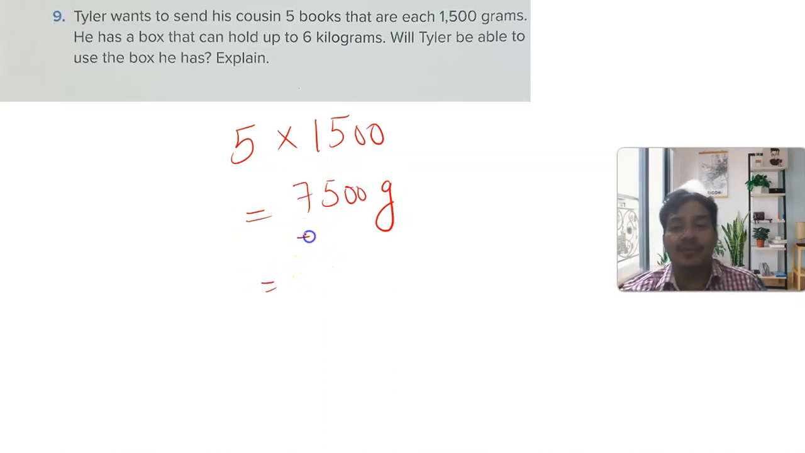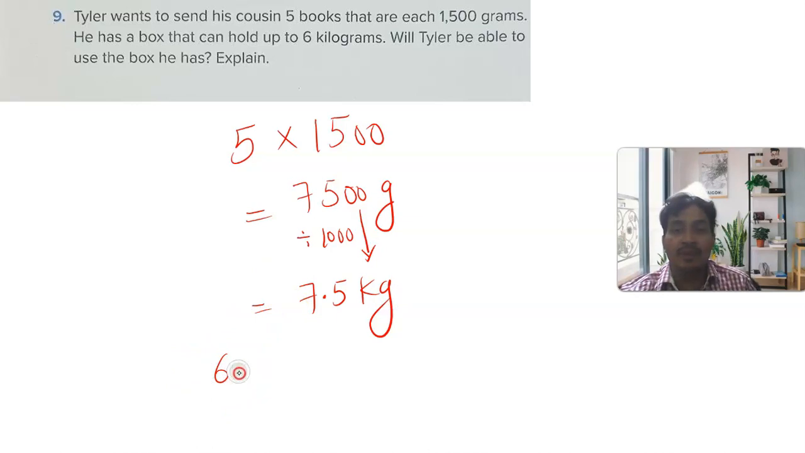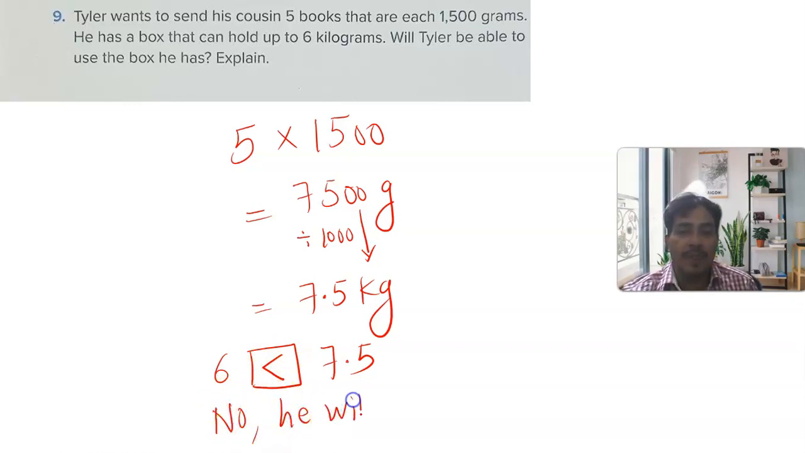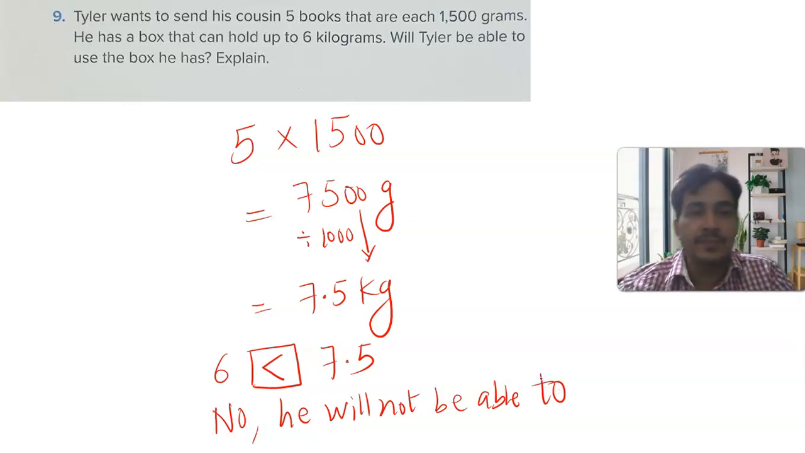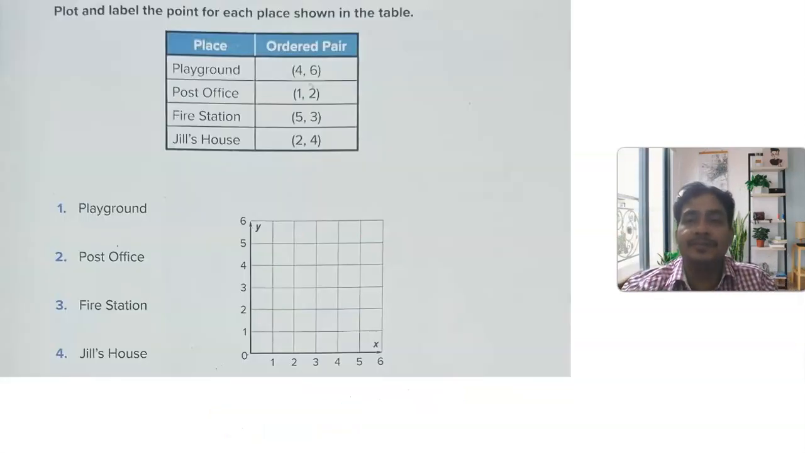In kilograms, you have to divide by 1000. So you get 7.5 kilograms. So will the box hold this much? No, the box will not hold this much, because the box has only 6 and we have 7.5. 7.5 is more than this. So will Tyler be able to use the box? No, he will not be able to use the box. Clear? Let's see the next one.